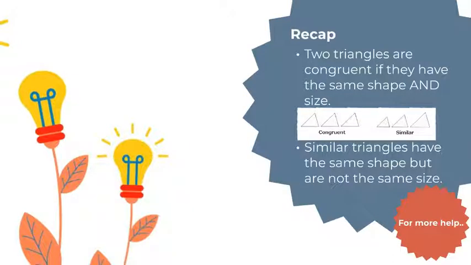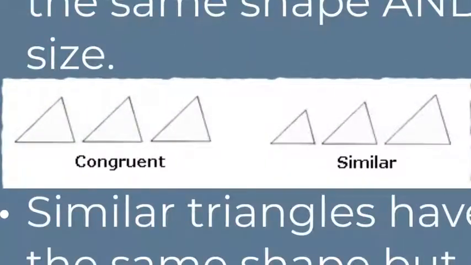So for a recap, two triangles are congruent if they have the same shape and the same size, and similar triangles have the same shape but are not the same size. And here is just a picture to show that difference.